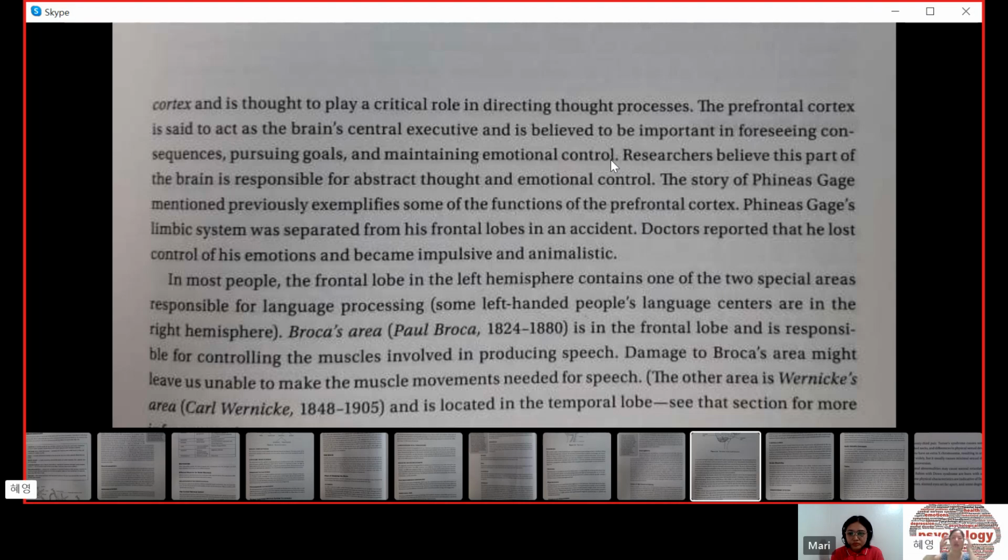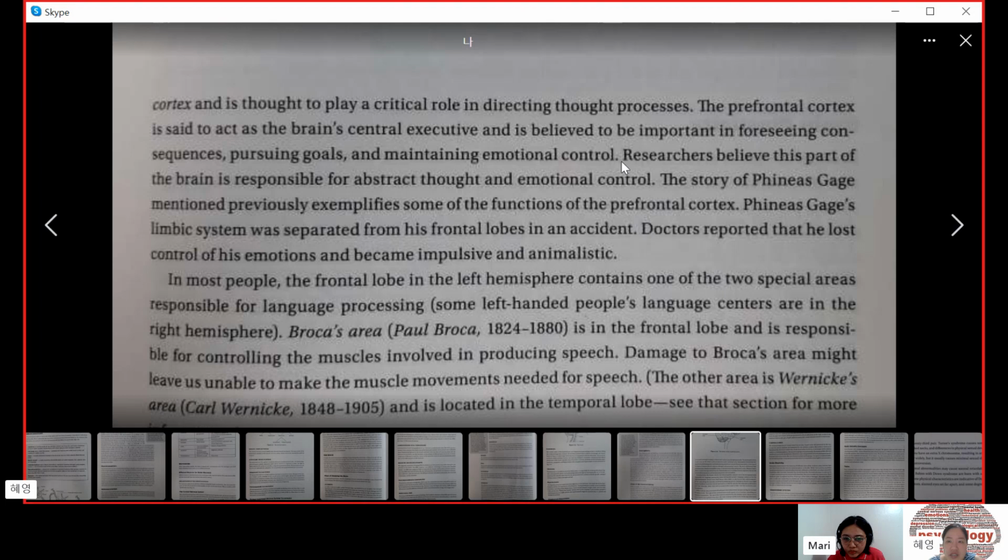Because of maintaining emotional control, if your prefrontal cortex is harmed, you cannot easily control your temper. If you suddenly shout and show some anger, it is because of a prefrontal cortex problem. Researchers believe this part of the brain is responsible for abstract thought and emotional control.